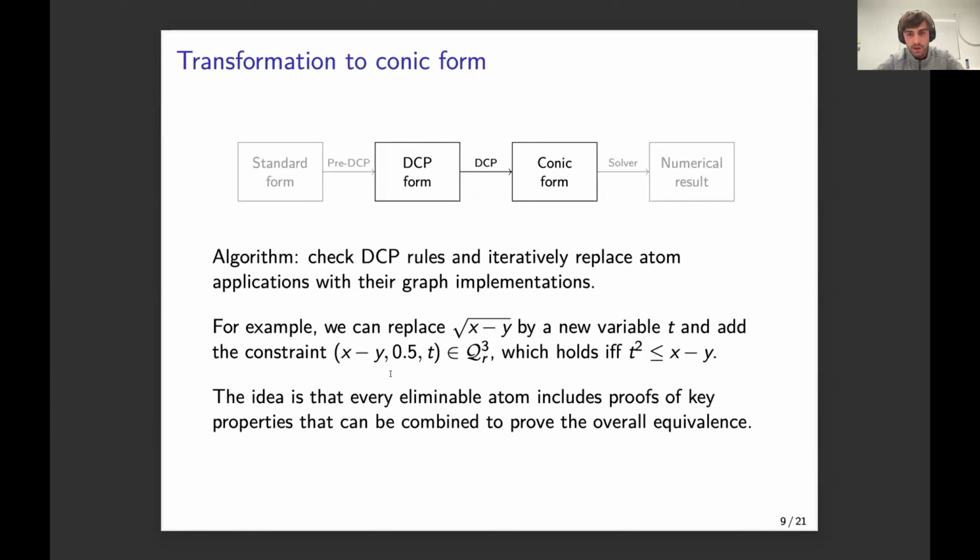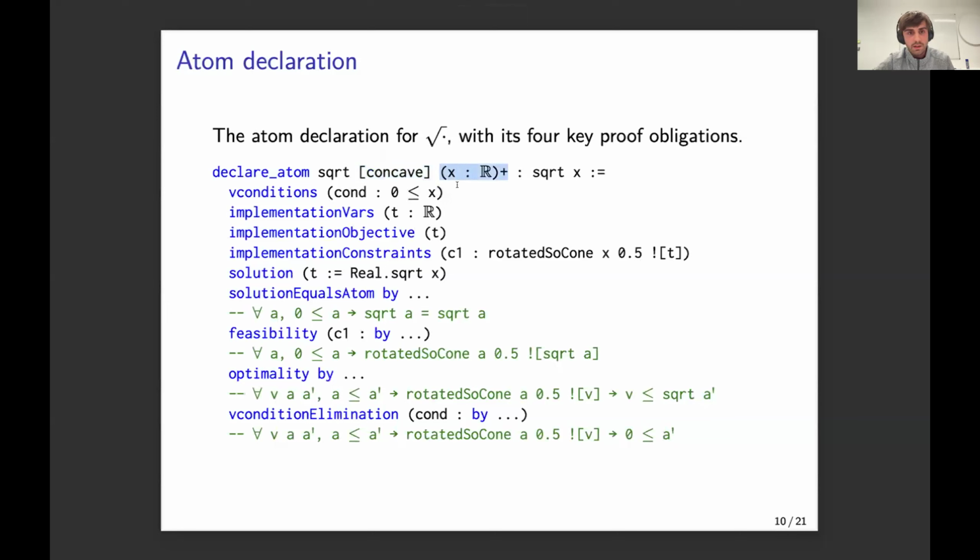But on top of that, every atom needs to include proofs that by doing this replacement, we are preserving equivalence. So when we declare an atom, for instance, square root, we have to provide its signature. So we say it's concave. This means that it's increasing in its argument, and we provide its graph implementation. So this is what I said in the previous slide. So introduce a new variable and introduce this new constraint, basically.